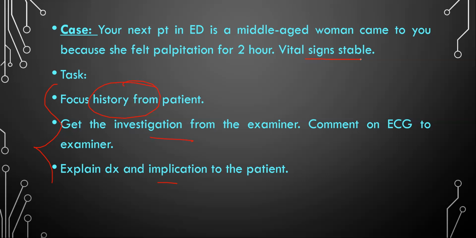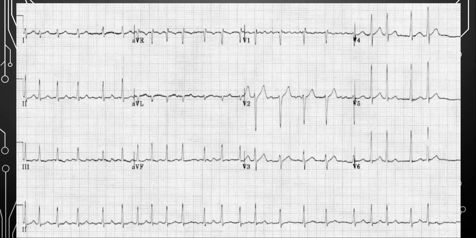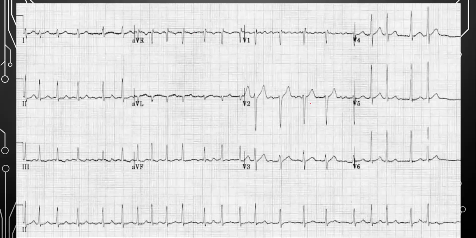The investigation was the ECG. Now, Dr. Mays, I'll give you 1 minute to read this ECG and just explain the ECG to me. Yes, doctor. Shall I start?